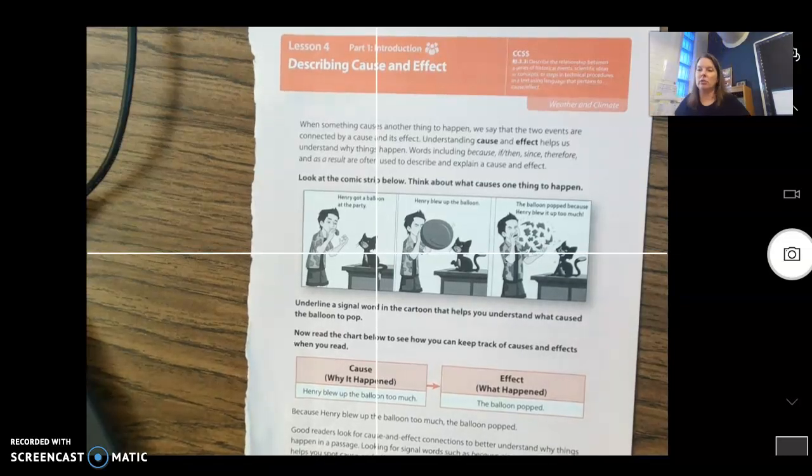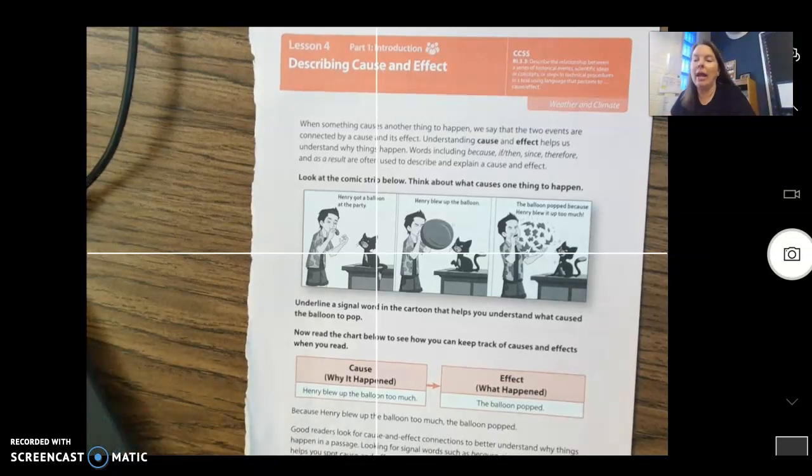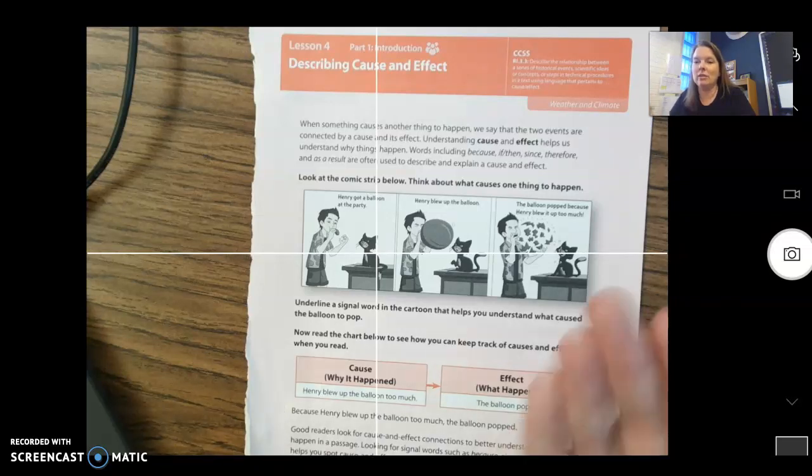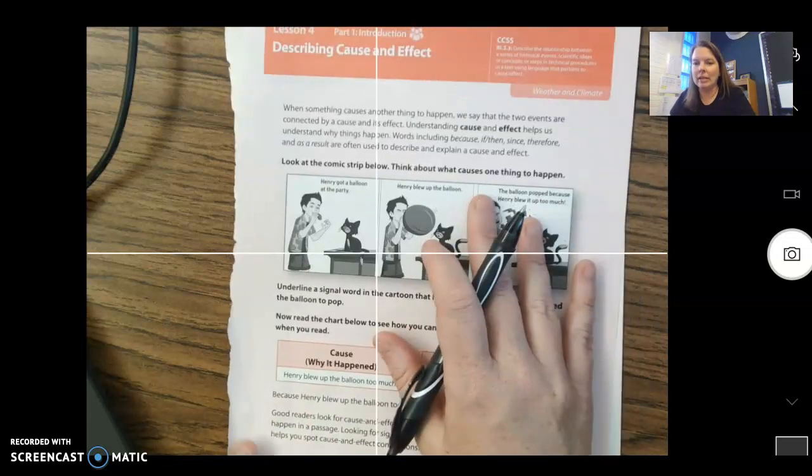So cause and effect is really when we can think about why something is happening. So maybe a character has done something in a story that has caused something else to happen. It had an effect on that. Or when we look at science experiments, like if we place an ice cube in a tray and we set it outside, the sun is going to cause it to melt. So the heat would affect the ice cube. Okay. So we're going to talk about that today.